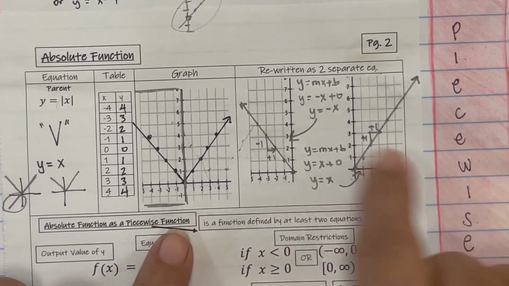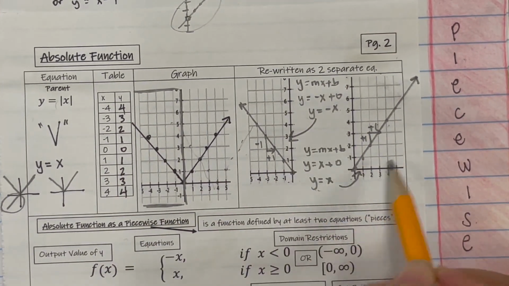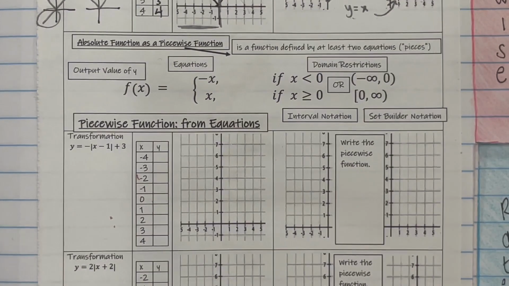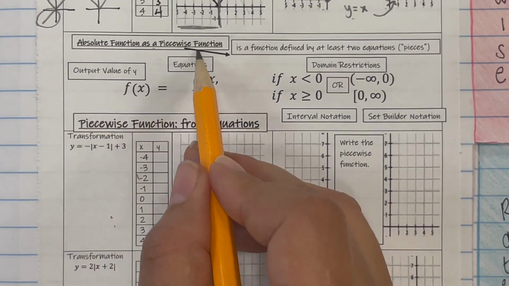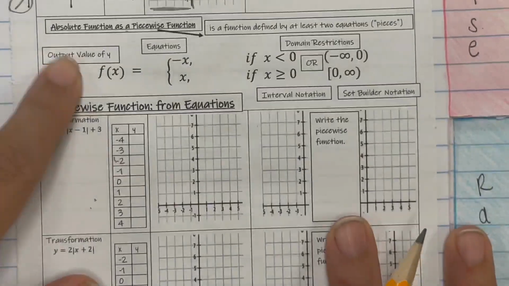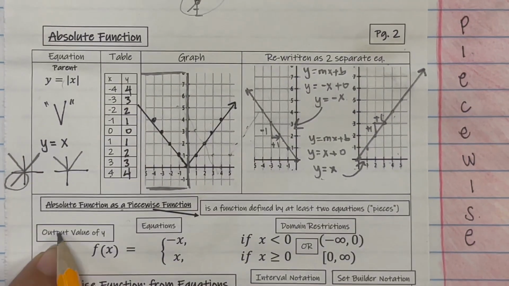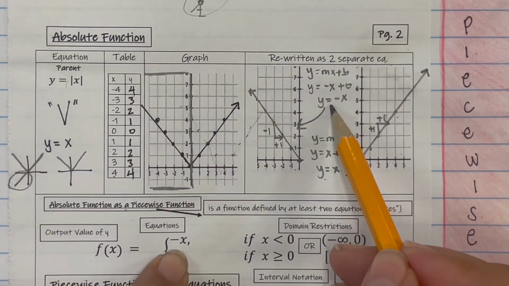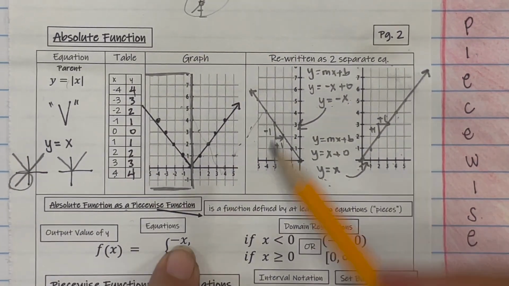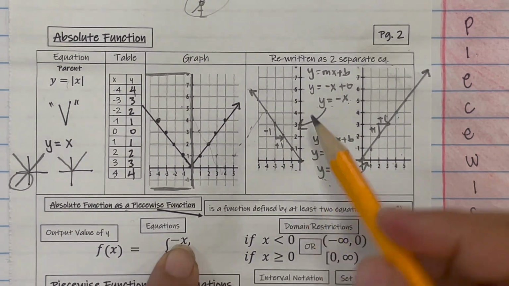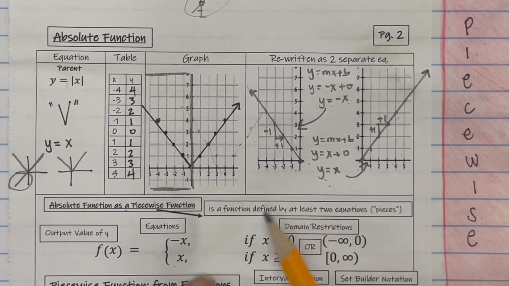But it's a piece, right? It doesn't work for all values of x, so we have to separate the values of x. And where does that separate? At 0. That's what a piecewise function is, more than one piece. So you have your output value for y, you have your equations, like we just found out, but you also have what you call your domain restrictions, your restricted values over x.